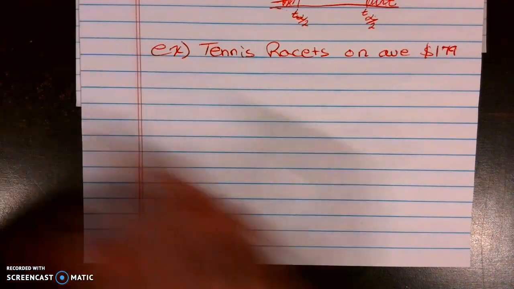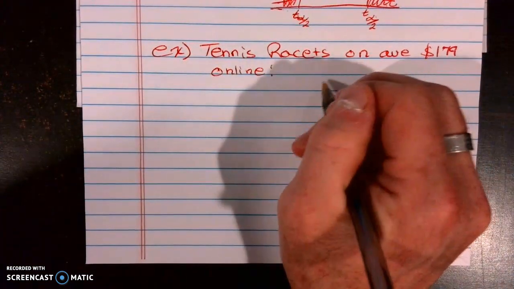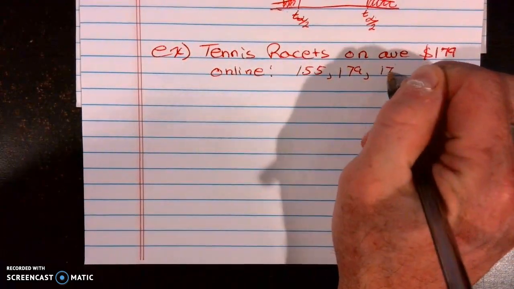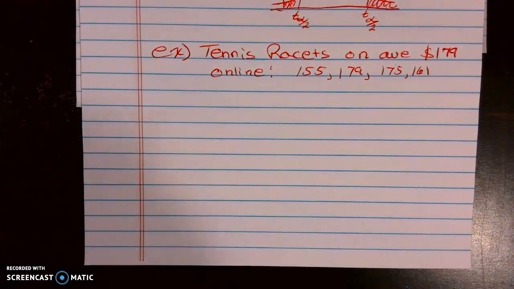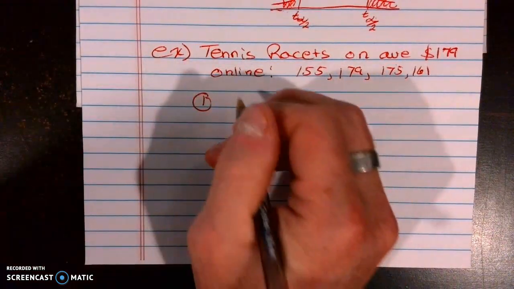And let's say you went to that online auction site, we'll call it Amazon or whatever we want to. We were able to find tennis rackets for 155, 179, 175, 161. So this is just a random selection right there. But basically, we want to test this a little bit. So assume auction prices are normally distributed, and there is evidence in the sample at a 5% level of significance to conclude that the average price of a tennis racket is less than $179 when purchased online.